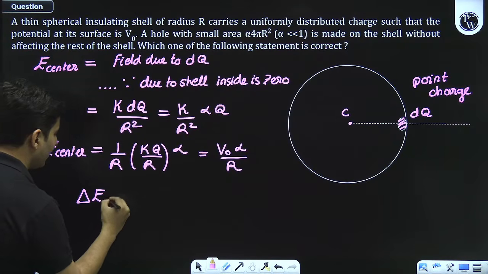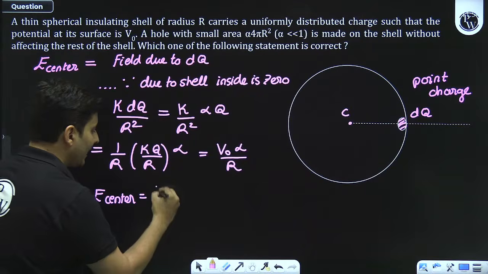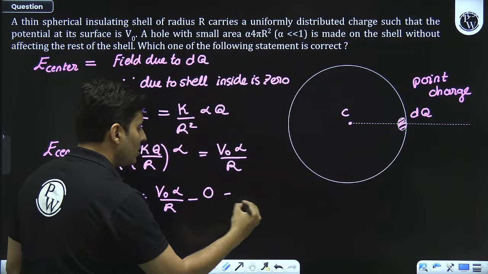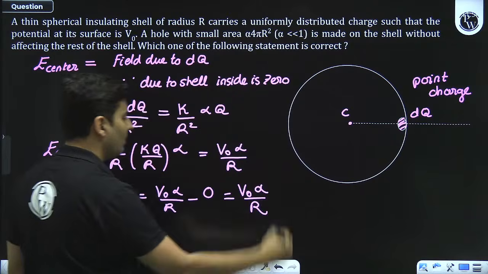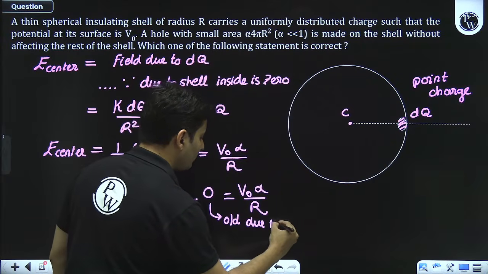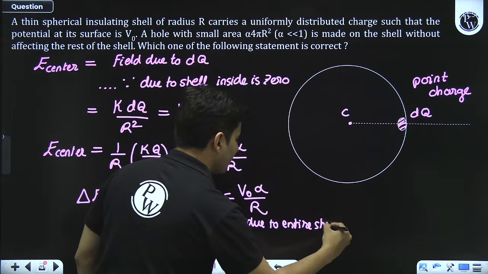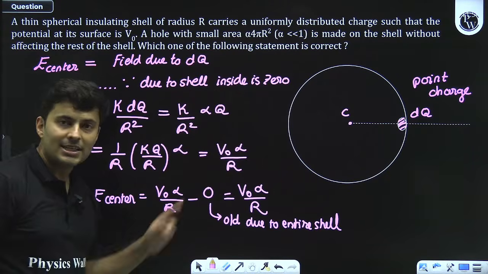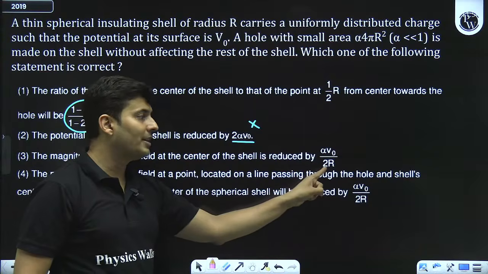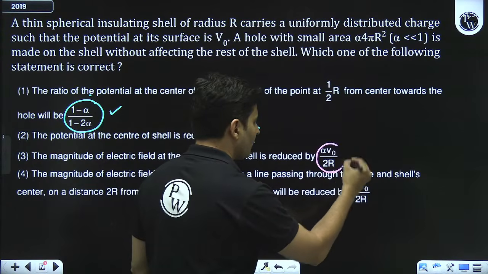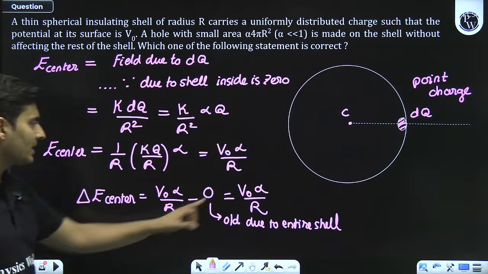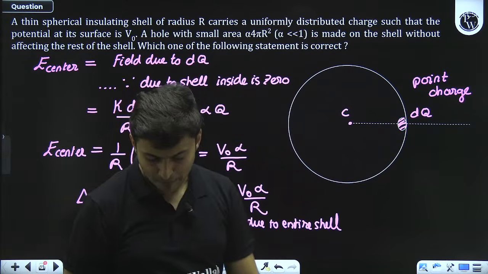So how much has the electric field changed at the center? Now the final one is V naught alpha by r. Earlier, when this was not removed, it would be a big fat 0. So hence the change will be V naught alpha divided by r. Earlier it was due to the entire shell, so obviously it has to be 0 everywhere. So the change is V naught alpha by r. Let's check it out. The magnitude of the field at the center has changed by alpha V naught by 2r. No guys, this is wrong. This is definitely wrong. That number 2 should not have been there. It should just have been alpha V naught by r. Everyone?